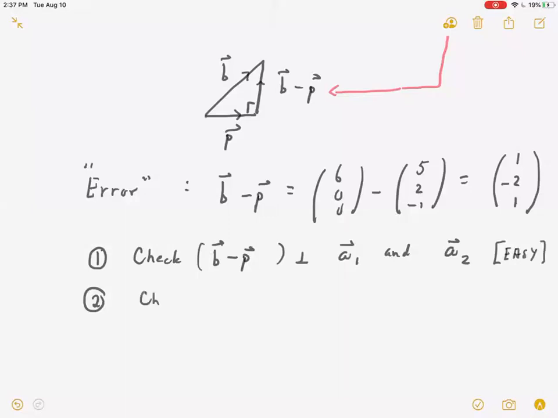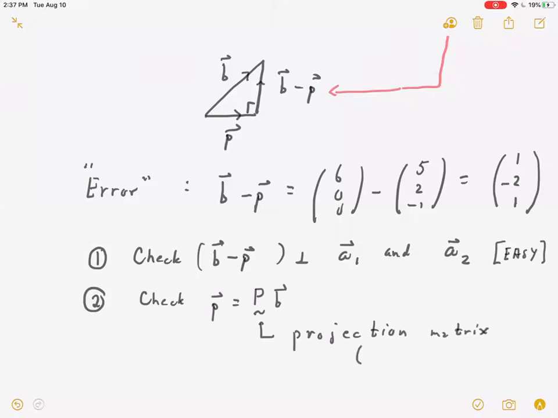What may take a little bit more skill is to prove that the projection of B onto this plane is in fact given by calculating the projection matrix first, and then multiplying it by B.